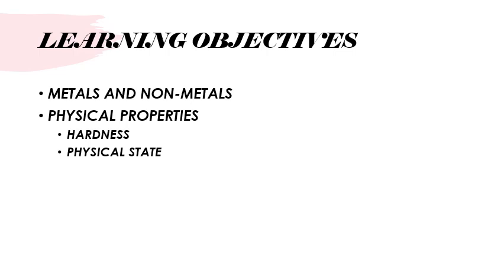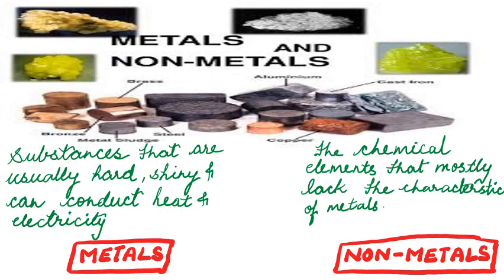They have a number of physical properties, but out of them we will study hardness and physical state in this section. You must be familiar with metals like iron, gold, silver, copper, etc. These metals have been used since ancient times.